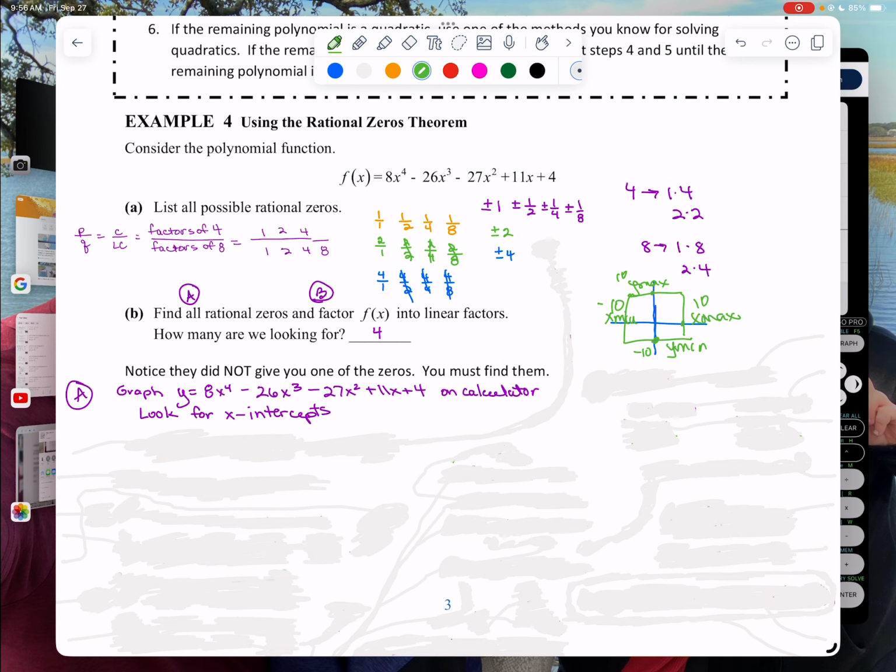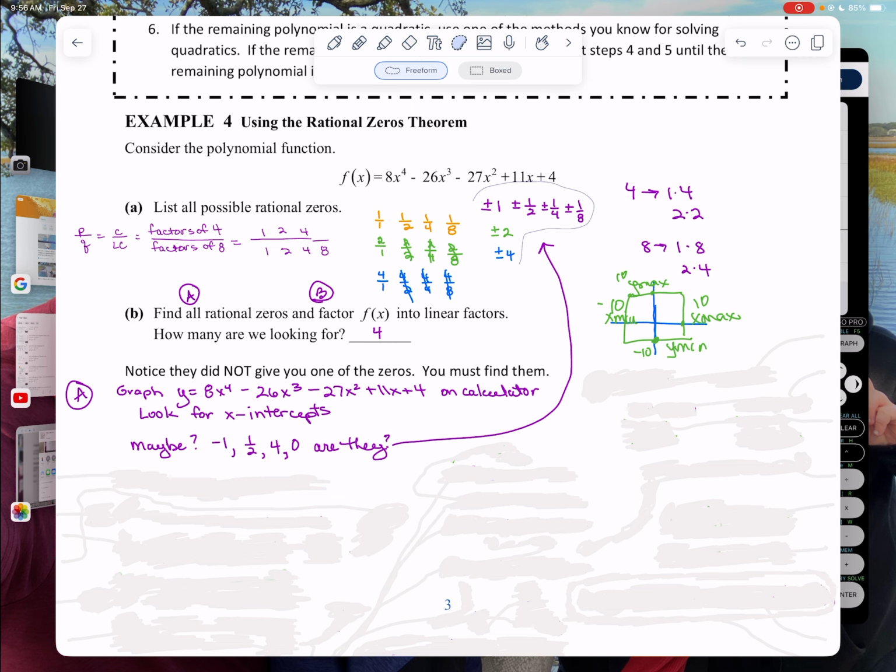So I'm looking at that, and I've got some guesses. Maybe negative 1, maybe a half, maybe 4. Could it be 0? If I look up here, do you see that I don't have 0 as a possibility? So it's definitely not going to be 0. But it could be negative 1, a half, 4, and there was another negative something in there.